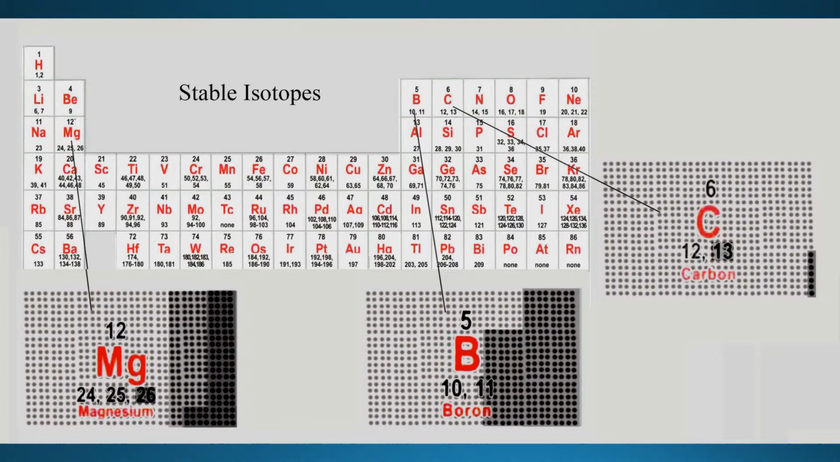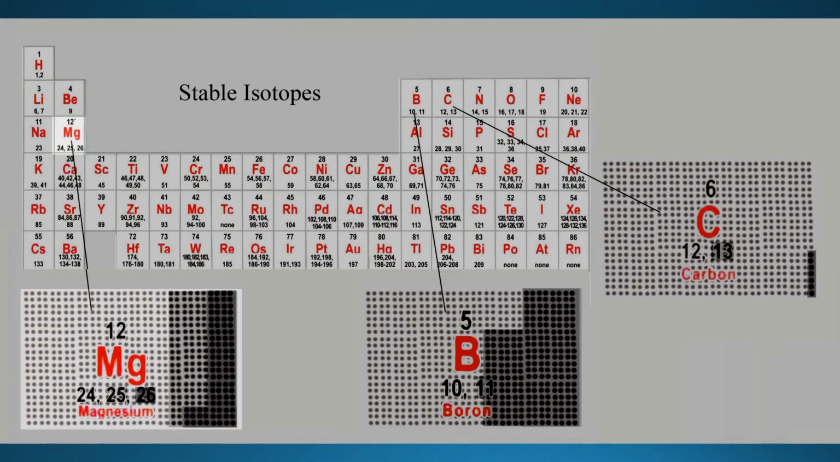Is isotope something rare? No, actually this table is an isotope table. You see the bottom numbers, all the bottom numbers indicate isotopes. Let's take some examples.